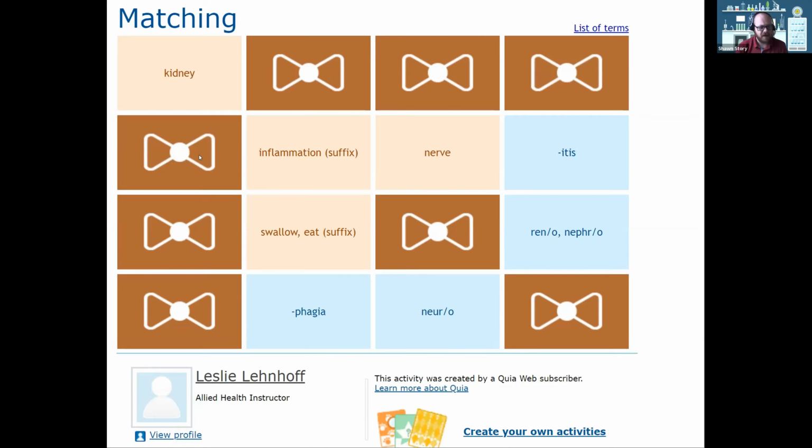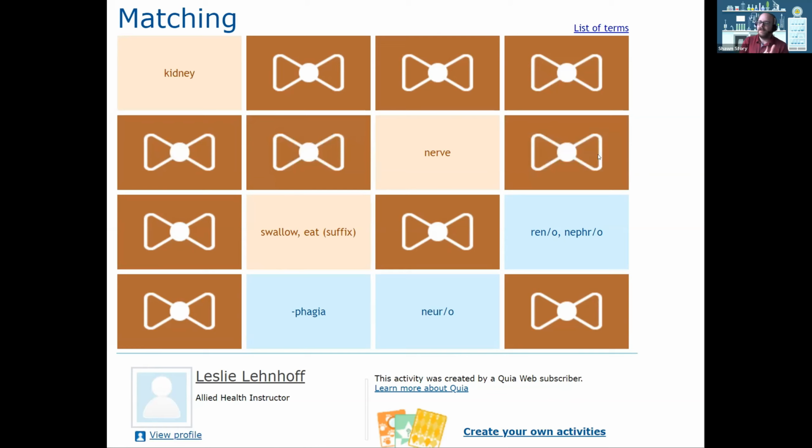All right, what else do we got? Itis, inflammation. Yep, itis is inflammation. This is a really easy one to use. Give me a few words with our organs that mean that inflamed organ. What do we got?